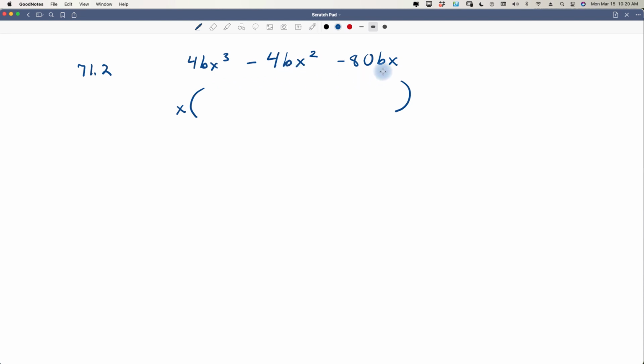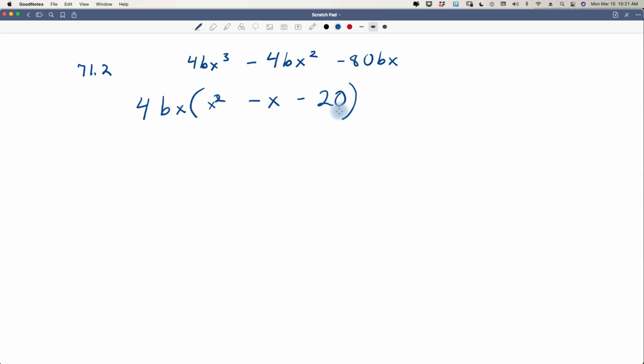But it also has an extra variable in each term that we can take out as well. And it also has a whole number that we can factor out. So we could take a 4 out of the first one and we're left with bx. We take 4bx out of the first one, we're left with x squared, right? If we take 4bx out of the second one, we are left with x. And if we take 4bx out of the last one, 80 divided by 4 is a negative 20, because we took the bx out when we factored out the 4.